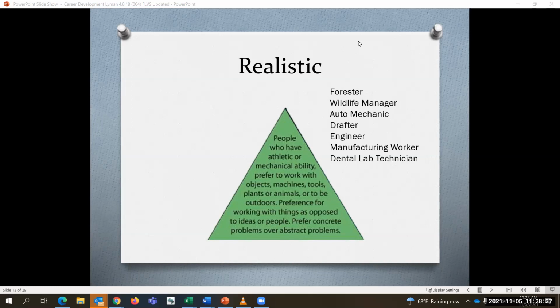Prefer concrete problems over abstract problems. Okay, so that's key there. They prefer working with things as opposed to people or ideas. So you'll see later, social is going to be someone that really prefers working with people. And so here's some examples you can see over there. And one that sticks out to me is engineer, drafter, auto mechanic. This might be more hands-on, concrete type of jobs. Does anyone have any that they would like to throw out, or does this sound like anybody? Nope. Okay.